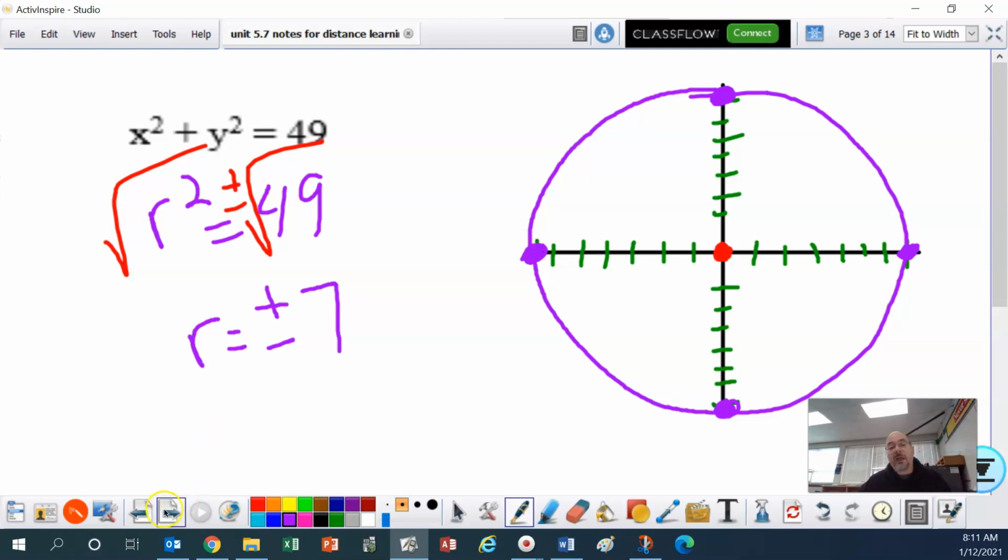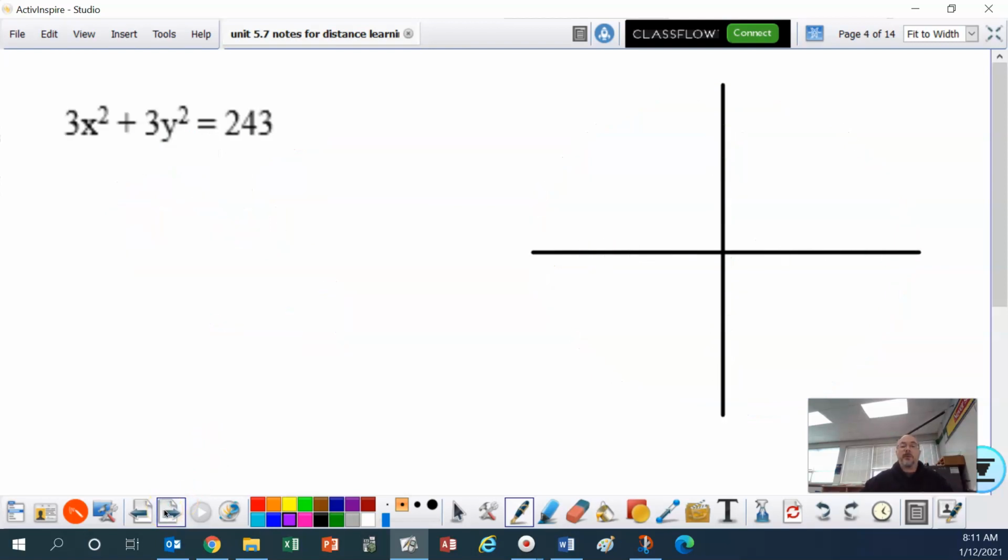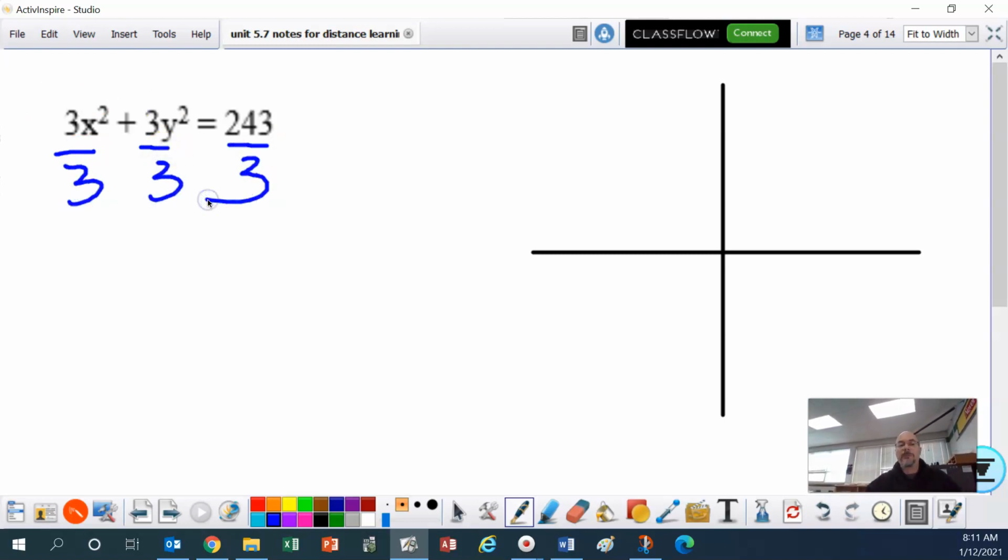Now, this next one, we've got a little wrinkle in it. You'll notice this one has a 3 in front of the x squared and a 3 in front of the y squared. Well, we want x squared and y squared to be by themselves. We don't want a number except the number 1 in front of that. So first thing we need to do on this one is divide everything by 3. We want to get rid of those 3's in the front.